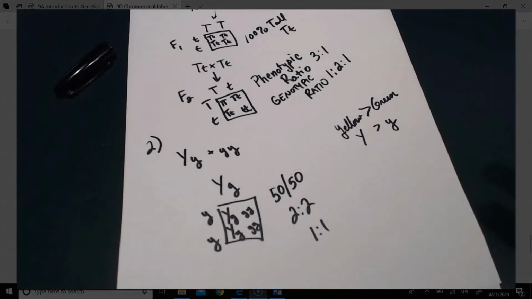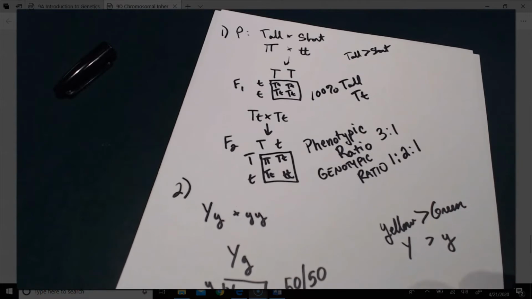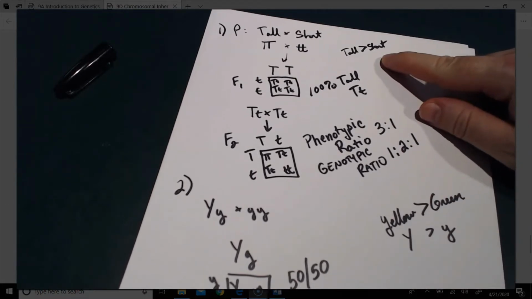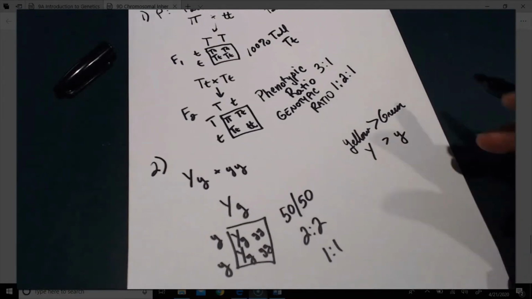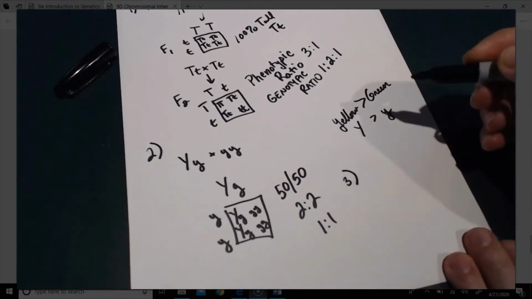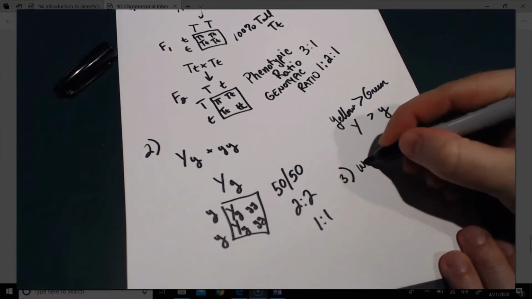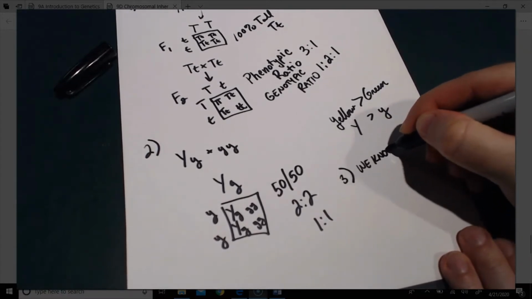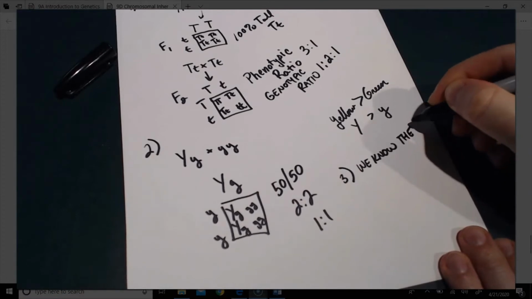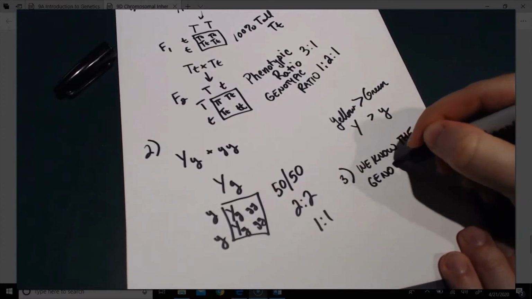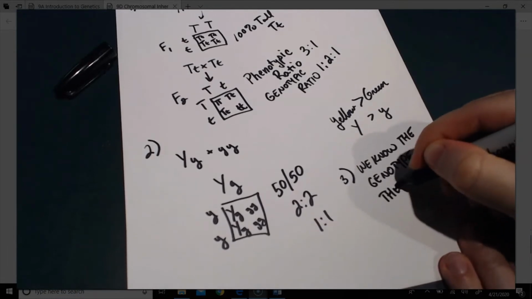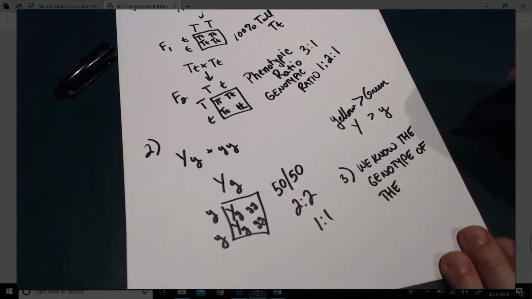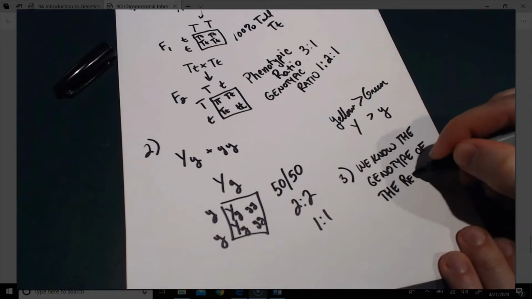short, and we have already discovered that tall is dominant to short. So all this question is saying is, hey, which phenotype do you automatically know the genotype? Right? So for number 3, we know the genotype of the what? What do you think? Dominant or recessive? Right? The recessive.